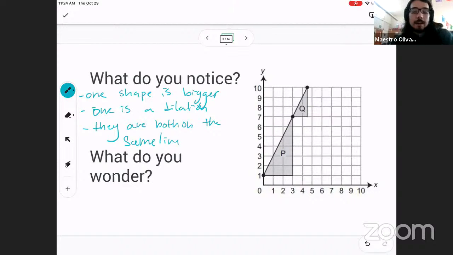So now that we've talked about some of the things that we notice, las cosas que notamos, what are some of the things that are making us ask, question, wonder? What are some things that we're thinking, I wonder this about it. So write one thing you wonder about this graph.